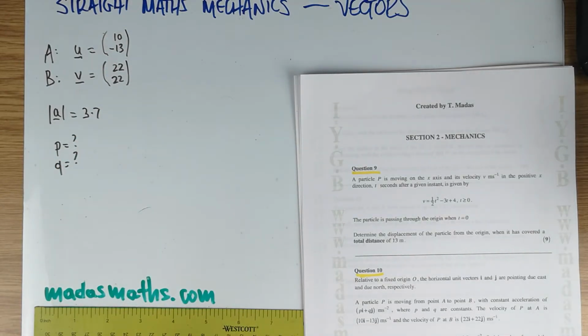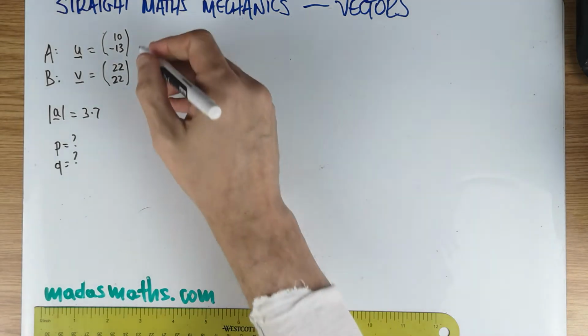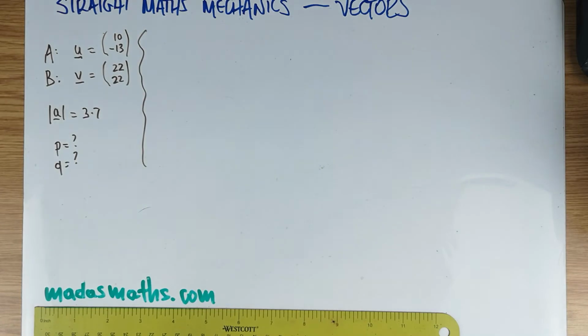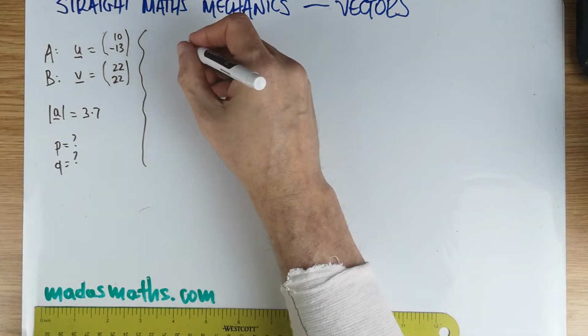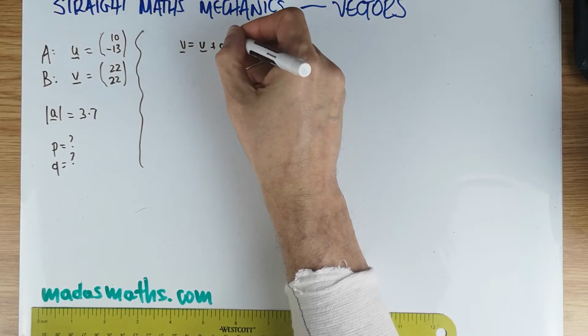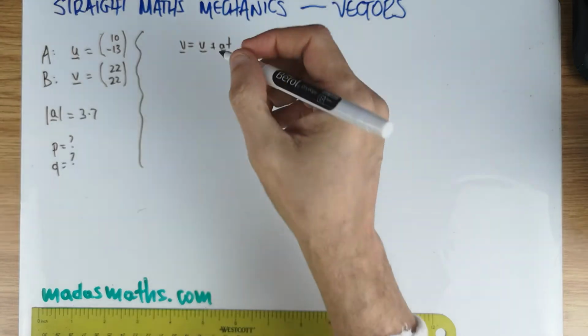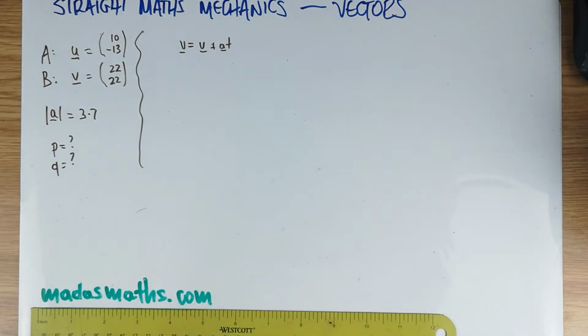All right. It's a 9 marker. It's got quite a bit of work. But it's not actually as bad because there's not a lot of information being given. So first of all, we can see perhaps V is equal to U plus AT is where we need to start, because we've got some quantities in there.